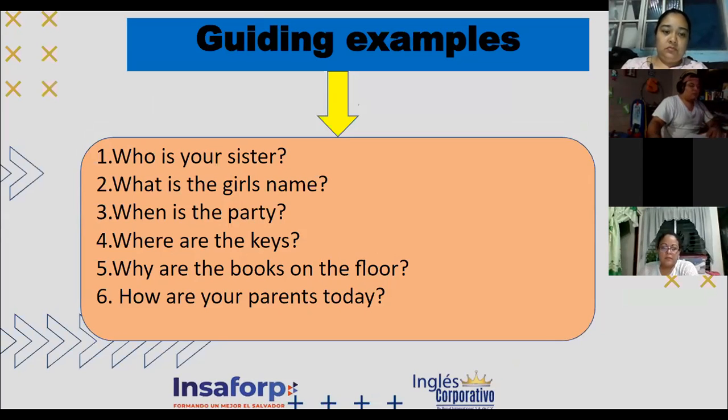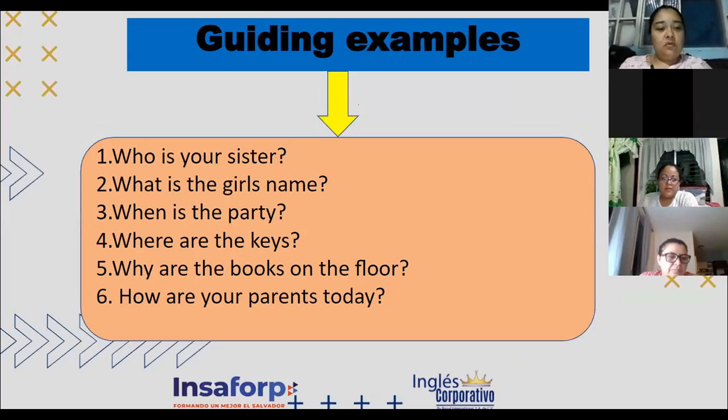Who is your sister? What is the girl's name? When is the party? Where are the keys? Where are the books on the floor? Why are the books on the floor? Correcto. Why? ¿Por qué? Number 6.